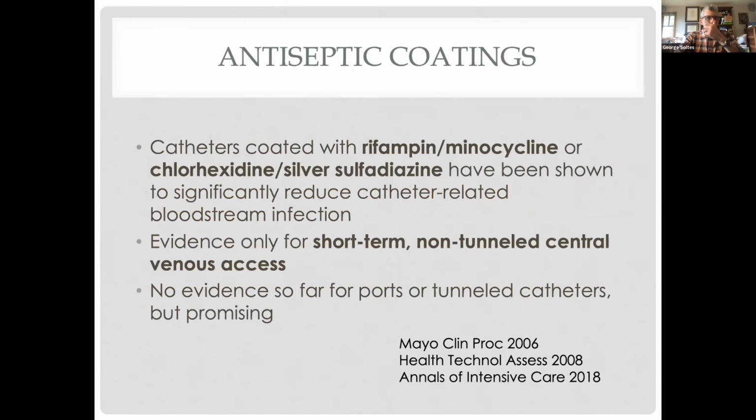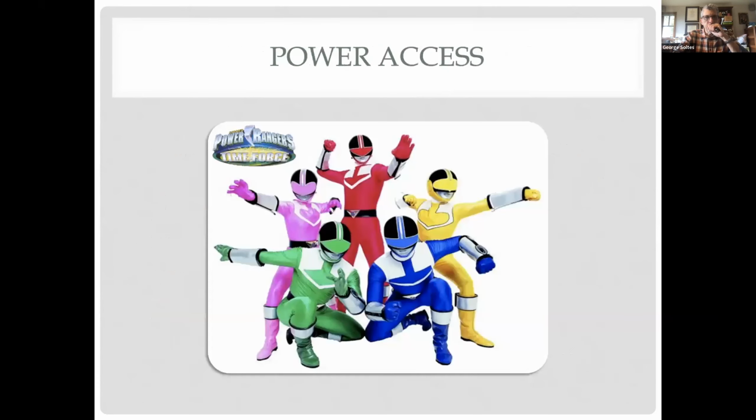So what these catheters have is either an antibiotic coating or a chlorhexidine silver sulfadiazine coating. And actually they work rather well in ICU catheters. If you look at them, they look different. They're kind of this ugly, milky brown color. And in short-term non-tunneled catheters, they've significantly reduced bloodstream infections, which is a big deal. And again, the jury is still out on ports or tunneled catheters. Nobody's manufacturing them so far, so it's a little bit of a moot point right now.